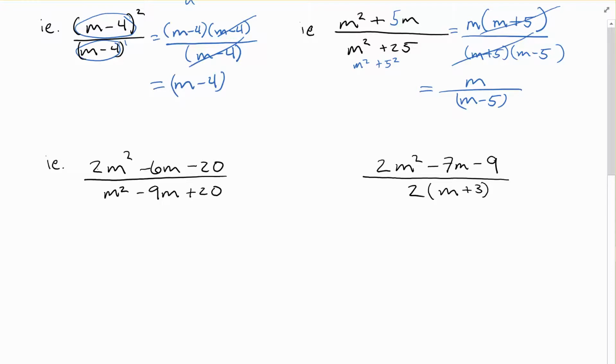On that top one, I notice, unfortunately, I see something that is not a 1 in front of the m squared term. So the next question is, can I factor a 2 out of all 3 of those? And in fact, I can. So the top is going to become 2 times m squared minus 3m minus 10, because I've factored the 2 out of every single one of those terms on the top. Along the bottom, I still have m squared minus 9m plus 20.